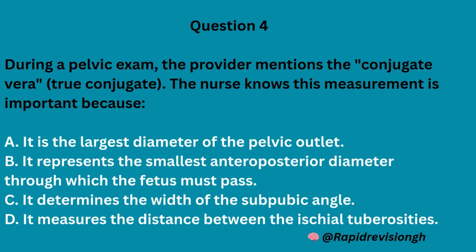Question 4. During a pelvic exam, the provider mentions the conjugate vera, true conjugate. The nurse knows this measurement is important because A. It is the largest diameter of the pelvic outlet. B. It represents the smallest anteroposterior diameter through which the fetus must pass. C. It determines the width of the subpubic angle. D. It measures the distance between the ischial tuberosities.